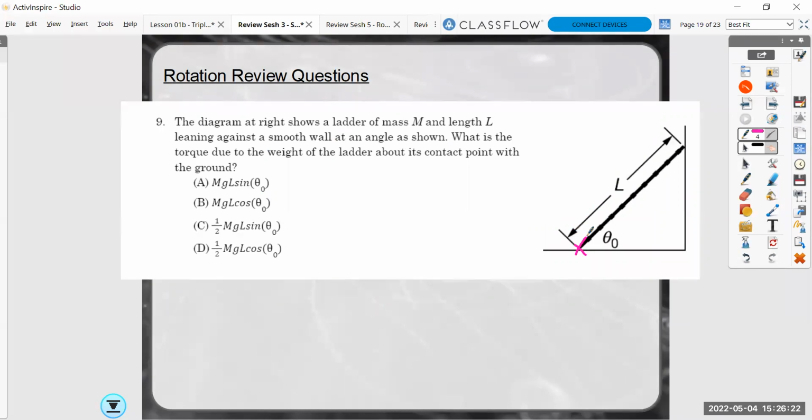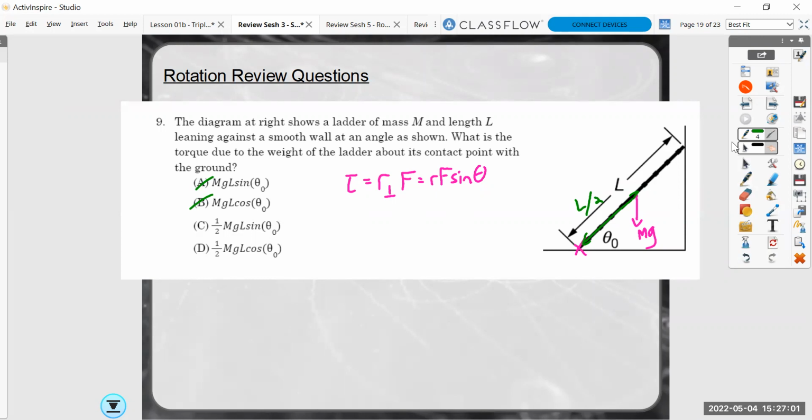And the answer, if you're doing gravity for torque, is always, always, always the center of mass. So the first thing to realize for our torque is that the lever arm is not the full length, right? The lever arm is, well, it's not the full L, it is L over 2. So whatever our answer is, it's going to involve a 1/2.